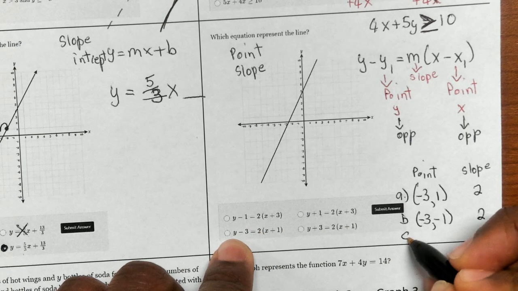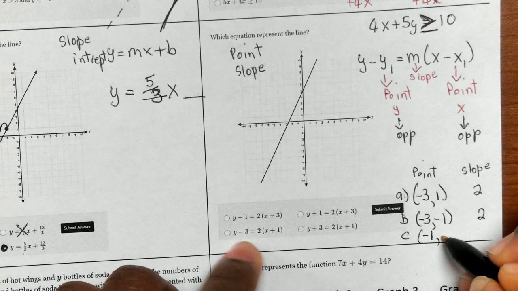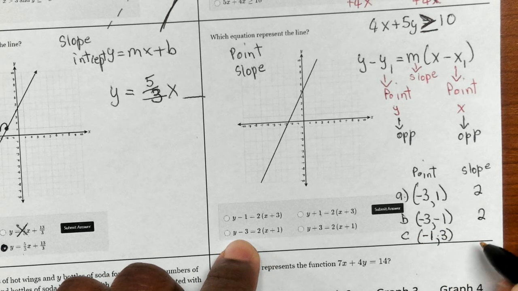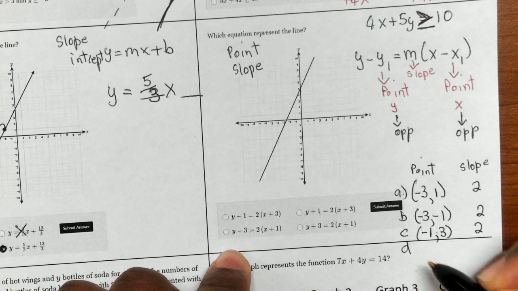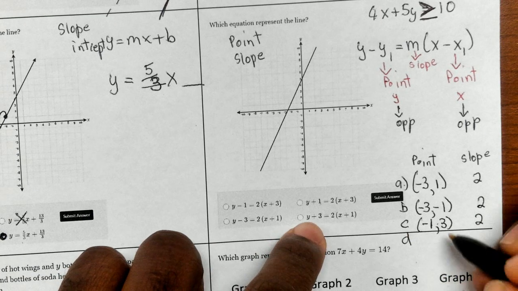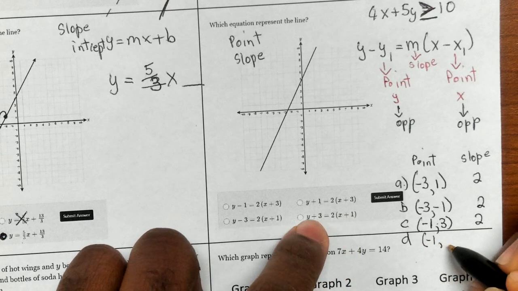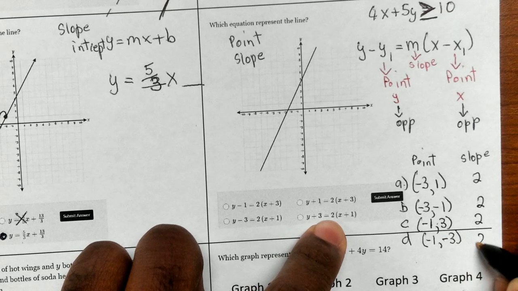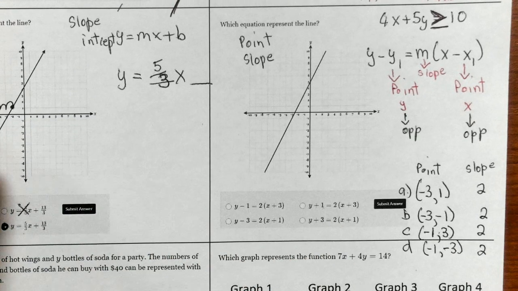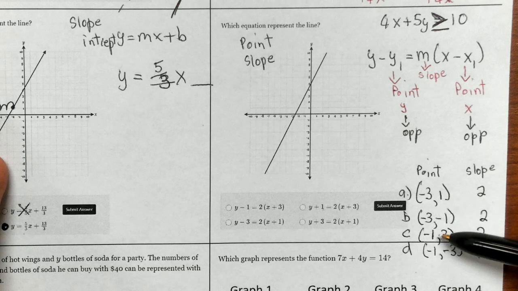For this one down here, we had a -1 for the x and a +3 for the y with a slope of 2. And for this last one, D, right here, we had to do the opposite of here. So we had a -1 for the x and a -3 for the y. And the slope was 2. Okay? So let's try to figure out which one has a point on that line, because all the slopes are the same. So the point is where we need to find a difference.